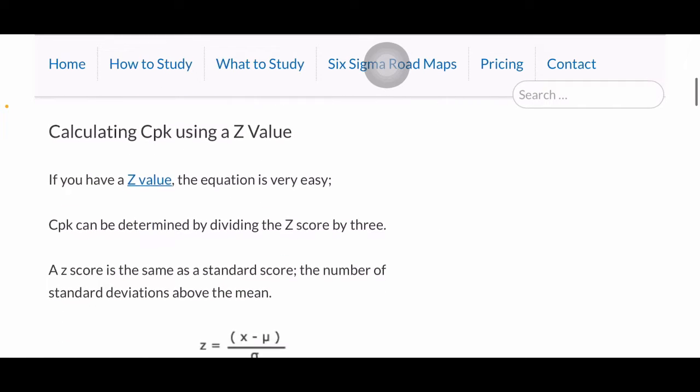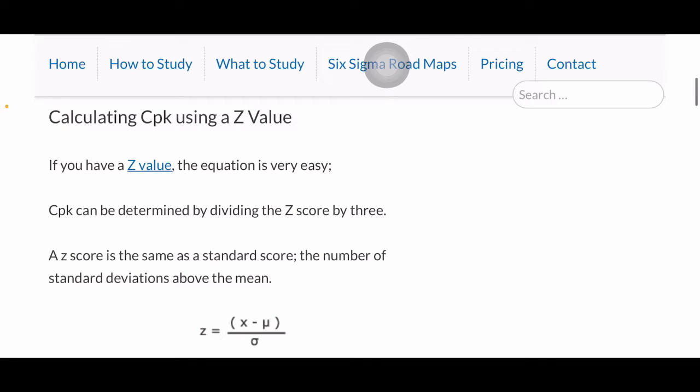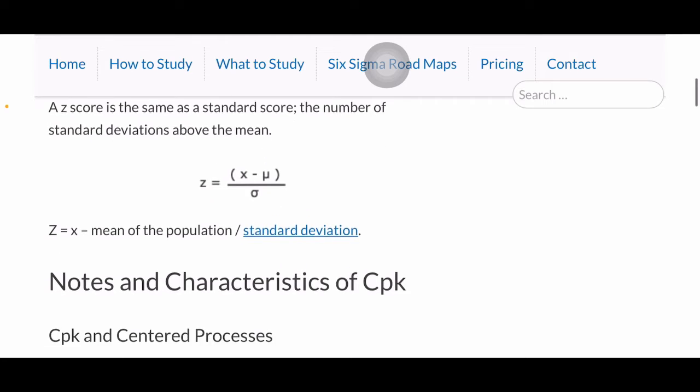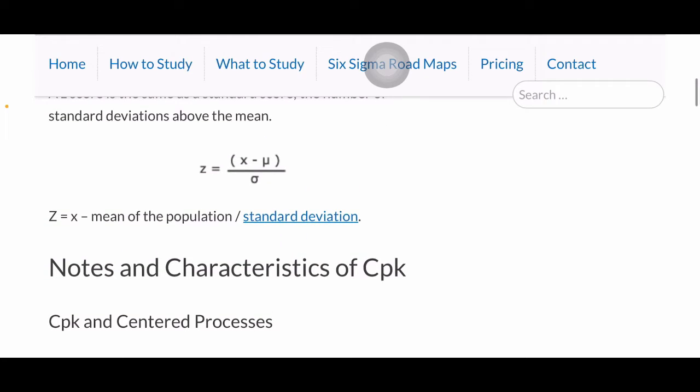Calculating CpK using a z value. If you have a z value, the equation is very easy. CpK can be determined by dividing the z-score by 3. A z-score is the same as a standard score, the number of standard deviations above the mean. Z equals x minus mu over sigma, whatever. I think that's sigma, right? Z equals x minus the mean of the population divided by the standard deviation.